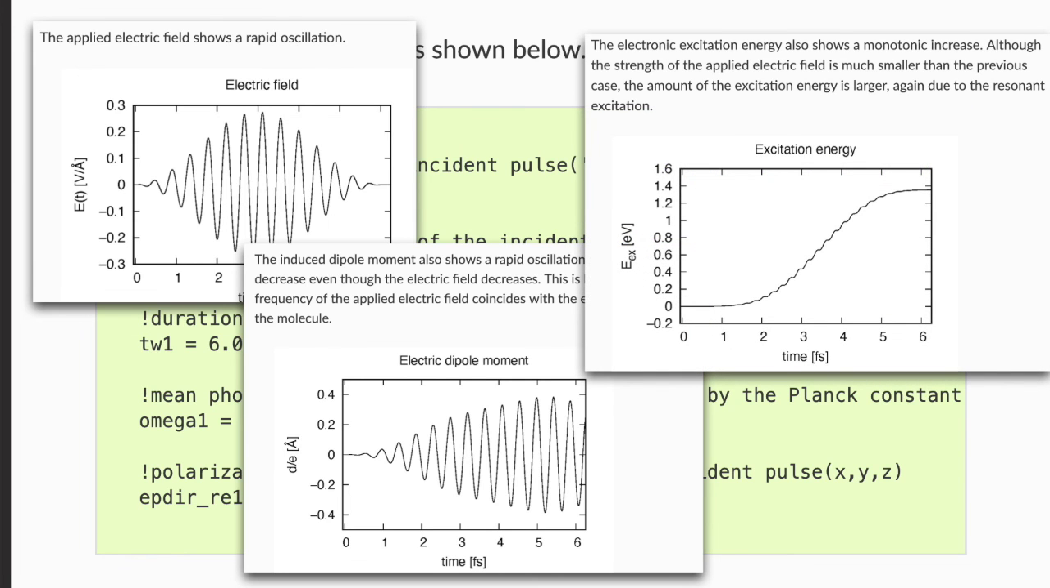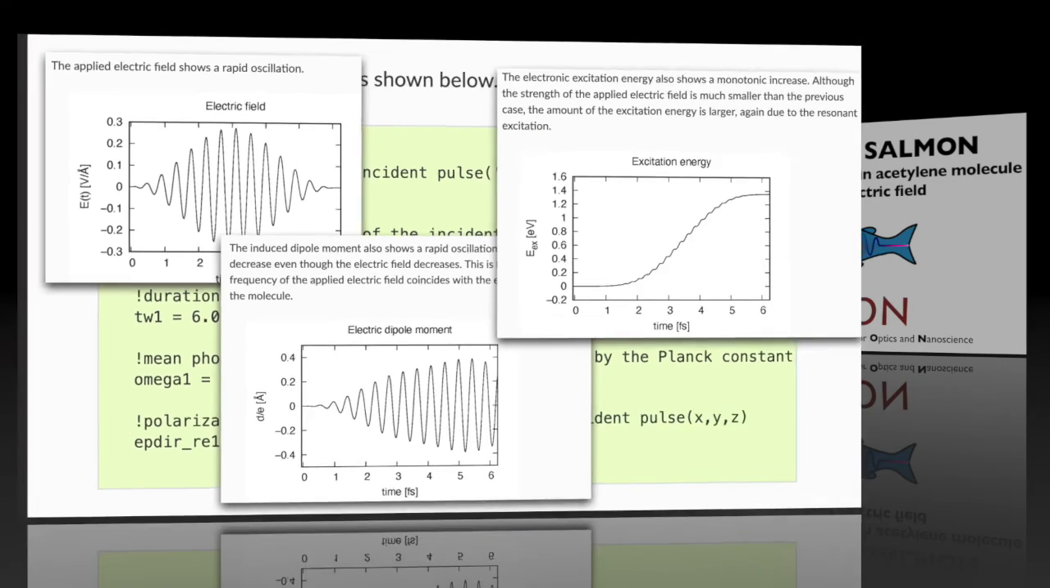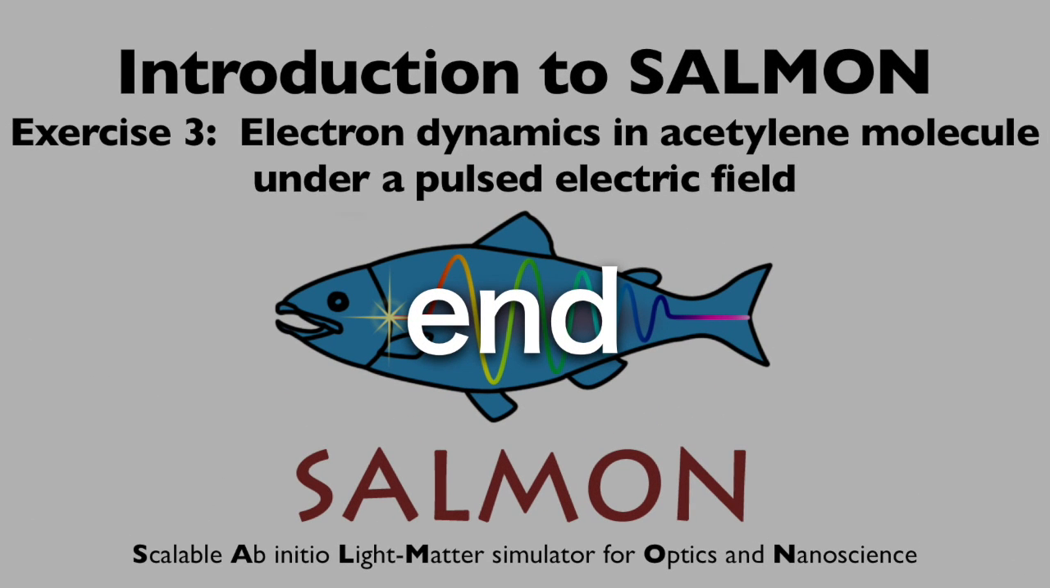We can observe that the excitation energy increases monotonically over time. Compared with the previous calculation, the strength of the electric field is 50 times smaller, whereas the value of the excitation energy is higher. This is also because the larger excitation occurred because of the application of an electric field with a frequency that matches the energy of the excited state. This concludes the explanation for exercise 3.